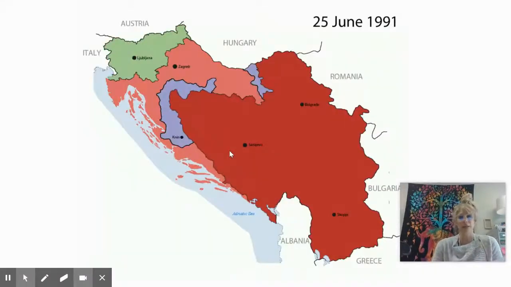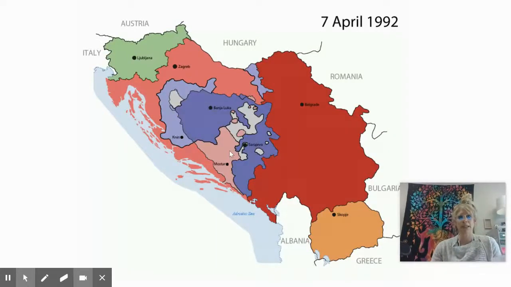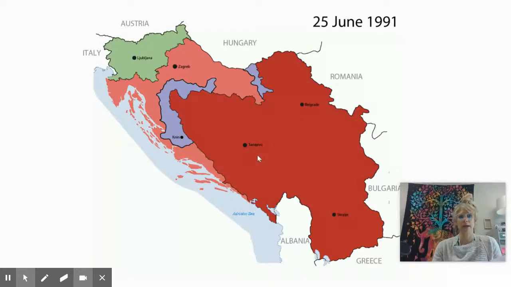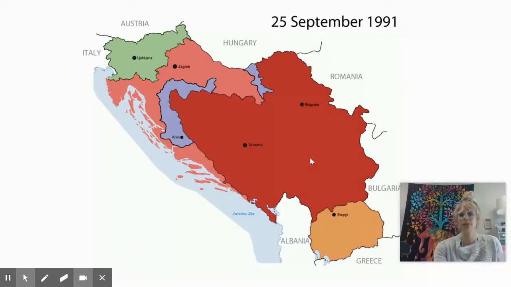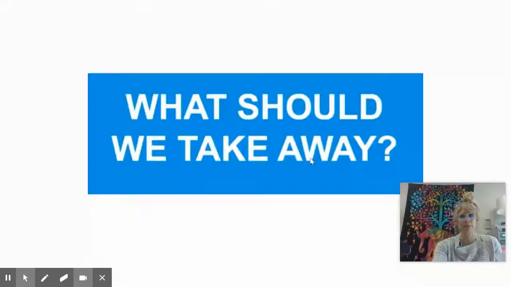Okay, and this is kind of cool. This is a simulation I found where you can see how Yugoslavia changed over the years, from 1991, going through 1992, and how those borders changed. Actually, I'm sorry, it started in 1989 and went through 1992.